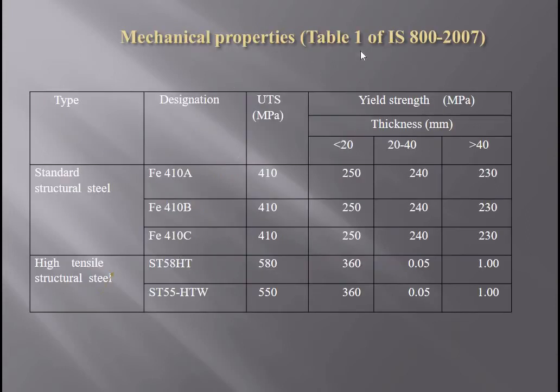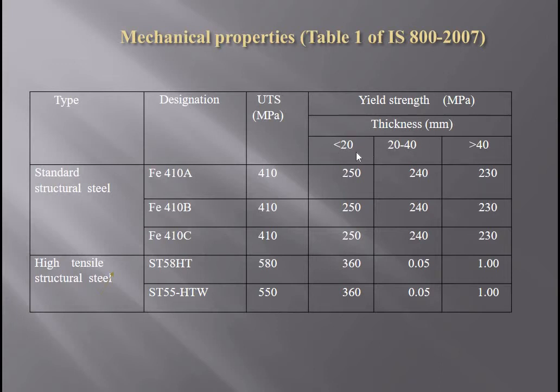These are the mechanical properties, given in Table 1 of IS 800. Structural steel, high tensile structural steels. This is the designation Fe 410 A, B, C. Three categories are there. Fe stands for iron. 410 indicates its UTS, the ultimate tensile strength, in Newton per square millimeter, and yield strength normally is 250. So while solving a numerical, if E250 or 410 is given, you have to take UTS, the ultimate tensile strength, as 410 and yield strength as 250 MPa.